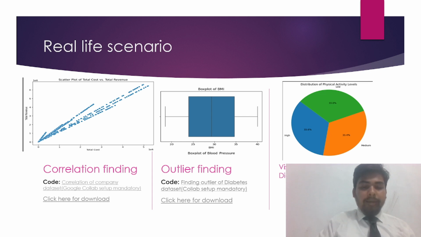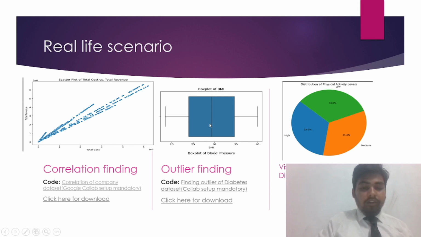On the left we have a scatter plot showing the relationship between total cost and total revenue for a company dataset. Here the x label is total cost and the y label is total revenue, and the relationship shows a very strong positive correlation, meaning as the cost increases the revenue also tends to increase. We use Python and Google Colab to run this analysis.